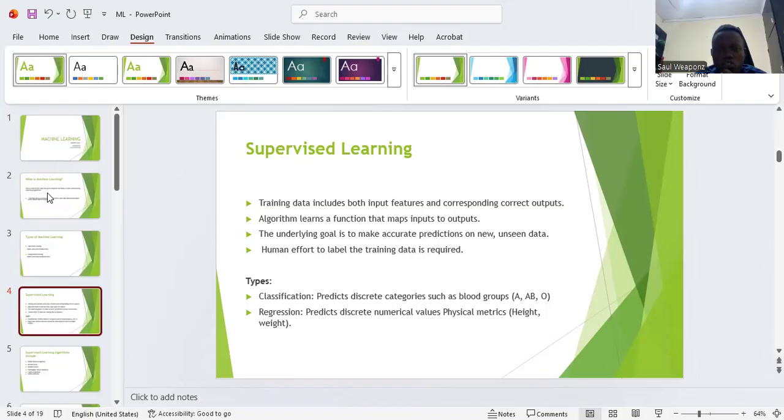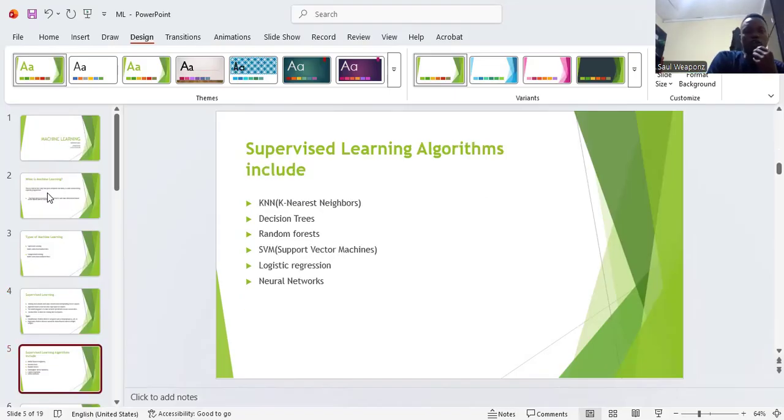Under supervised learning, we have two types: classification and regression. Under classification, we deal with categorical data, where we make predictions with categorical data. Examples of categorical data are gender, where we have groups male or female, and blood groups, where your blood group may be A or O. With regression, we deal with medical data, for example physical metrics like weight and height.